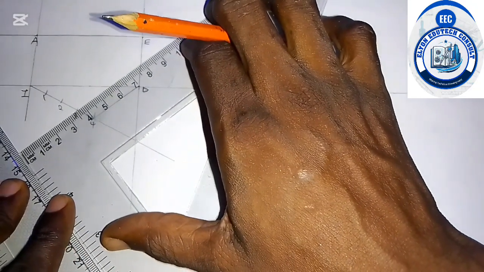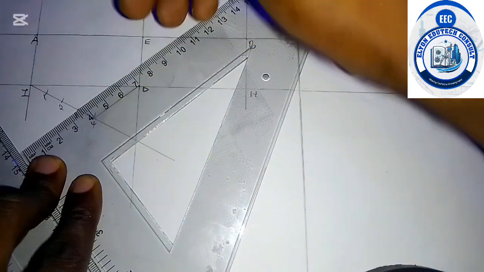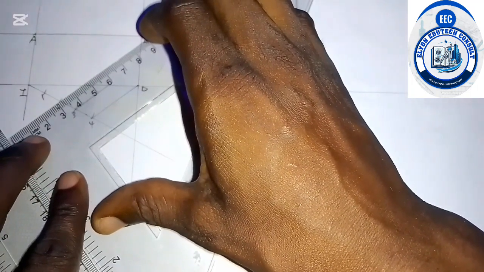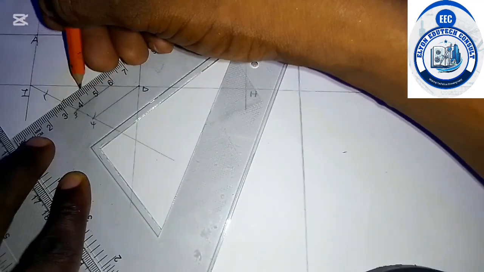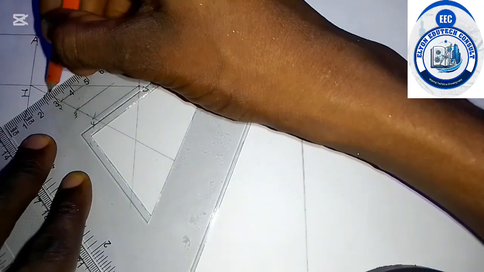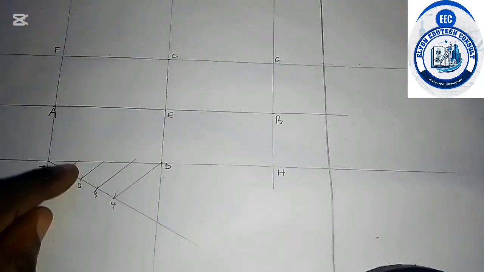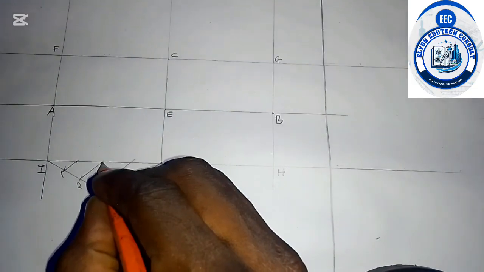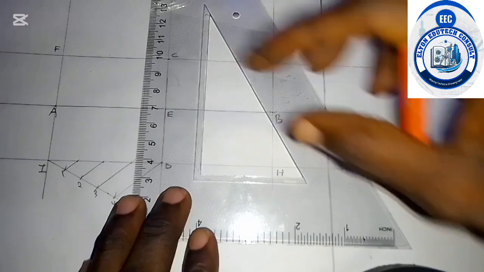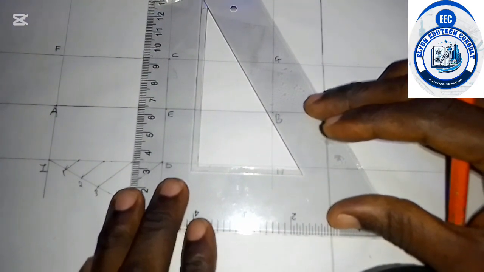Have it this way, and this way, and then finally one at position 1. So we have it that way. From each of these points now, I will erect a perpendicular or a vertical line to touch this line at the top here.